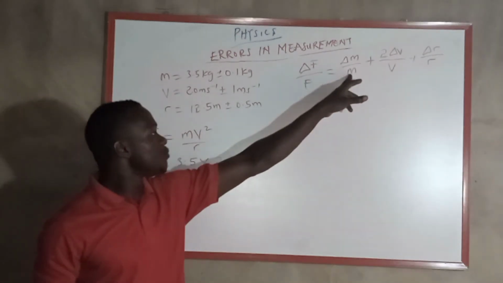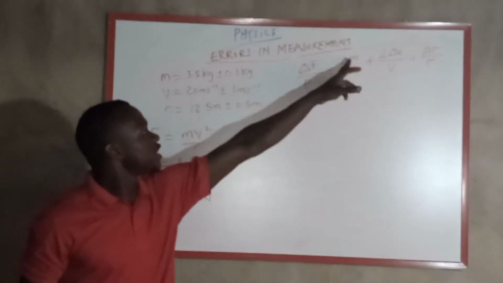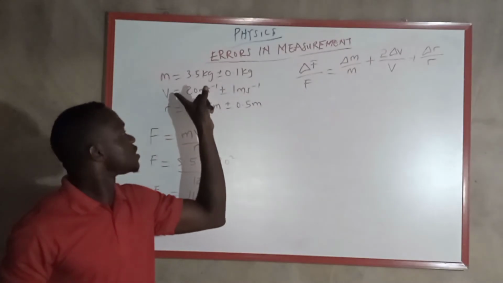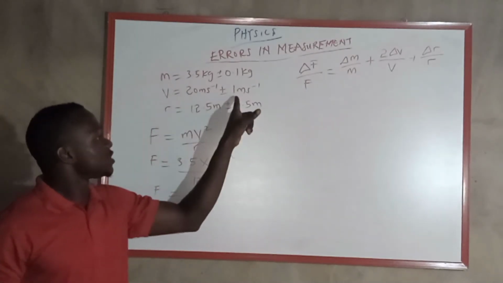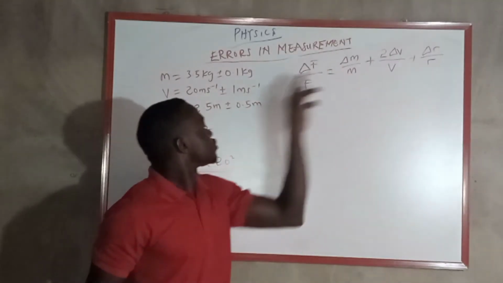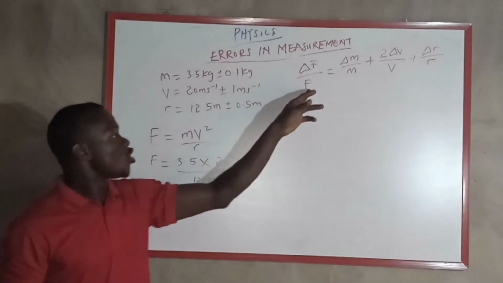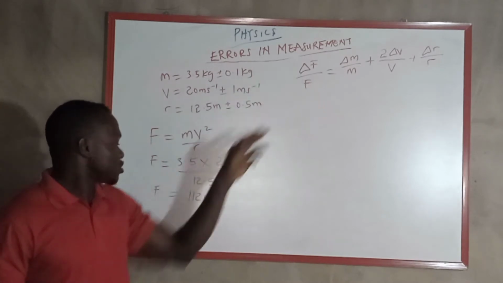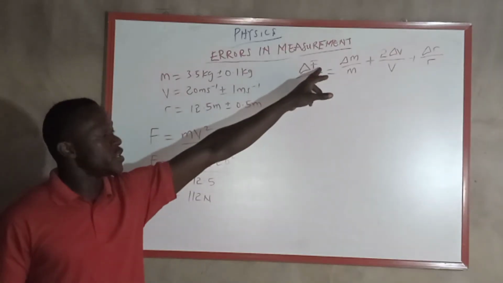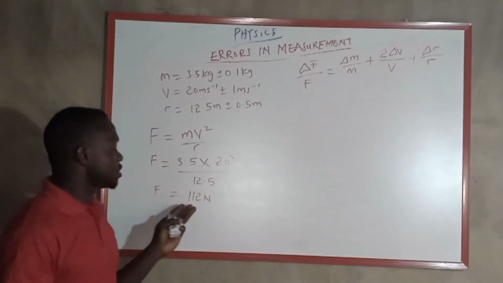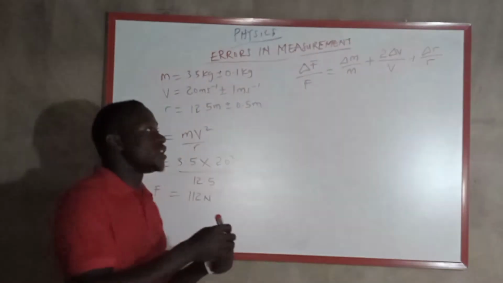So if we know the mass already as that, we know the error in the mass as this, we know that of velocity as this, we know the error in the velocity as this, we know that of the radius as 12.5, and the error in the radius as 0.5. So we've now known that of the force as 112. What we are looking for is the error in the force. So we can easily put this into this formula to get the error in the force.